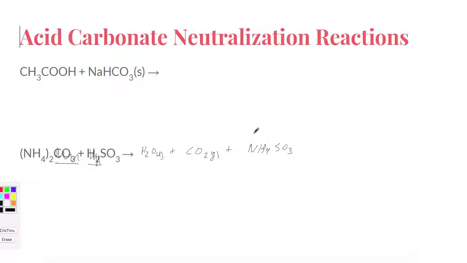And we use charges to identify the correct chemical formula. Ammonium is +1, sulfite is -2. So we have to do that. Make sure those charges don't stay. Alright, and then we can balance. Looks like it might be balanced the way it is. So we're good. Alright.